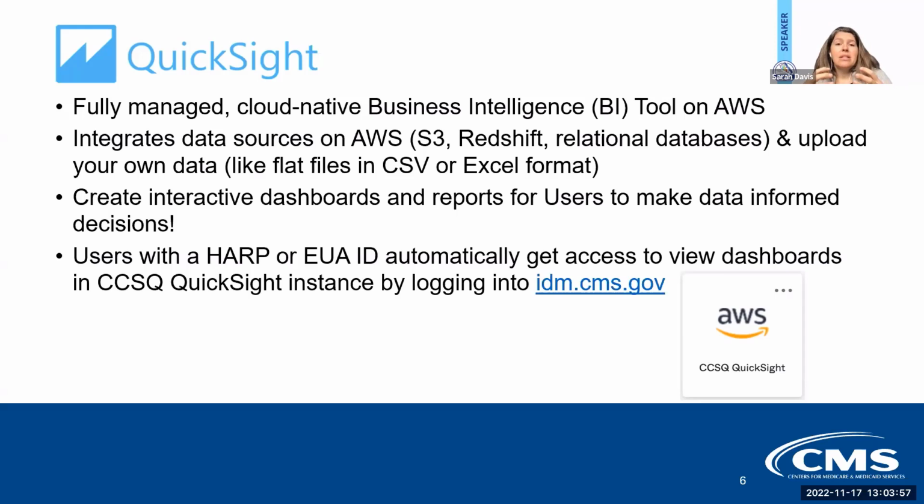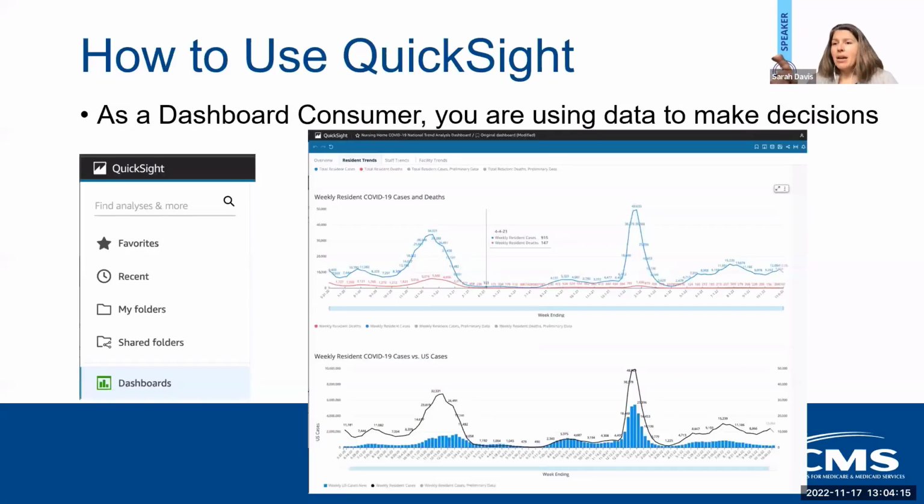So for the Quicksight instance, this is an enterprise tool. Anybody who has a HARP or an EUA ID can go in right now to idm.cms.gov, log in, click on the CCSQ Quicksight chiclet or tile, and you're in. So come back and check it out after the presentation. But if you're already there, you can do side-by-side tutorials.